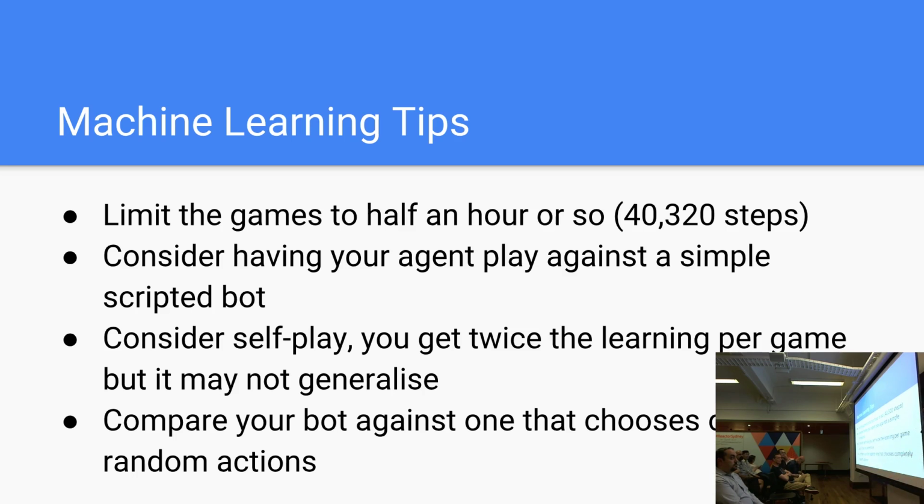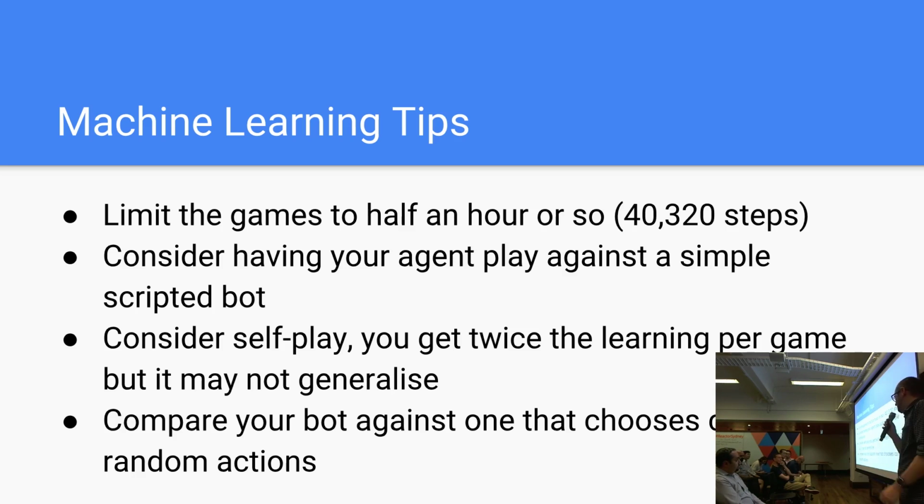It played against itself. One trick is, if your bot can only do a certain number of things, like it can only produce Marines, well, then it's only going to learn how to play against a bot that can produce Marines. And so it won't generalize to other races and other strategies.